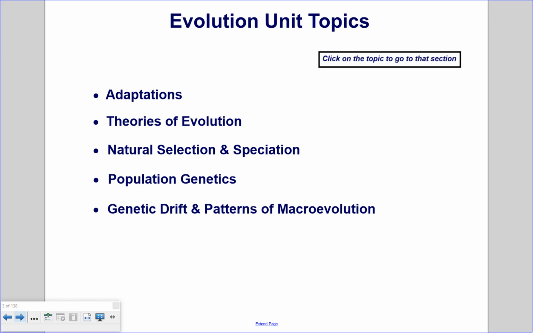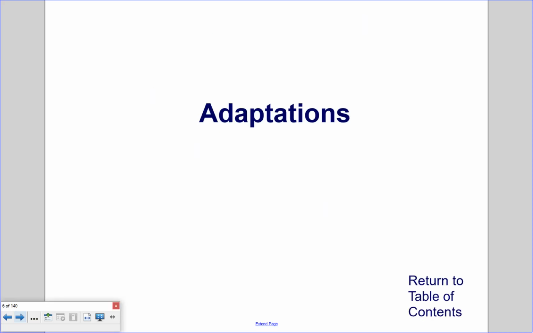Population genetics, the total genes that are present in a population. And genetic drift and patterns of macroevolution. How do these organisms change over long periods of time? What kinds of different species come about, and how do they evolve? Adaptations.